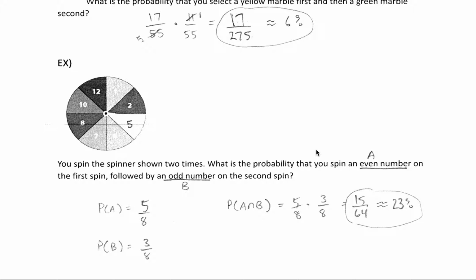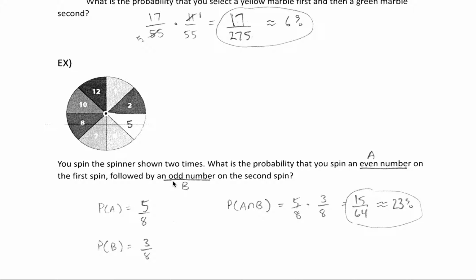So what's the probability that you spin an even number? Well, let's see how many even numbers we have. It's a little washed out. This is a 1 here, and this is a 6 there. So we got 1, 2, 5, 6, 7, 8, 10, and 12. So the even numbers we have are 2, 6, 8, 10, and 12. There are 5 even numbers. So the probability of spinning an even number would be 5 out of 8.